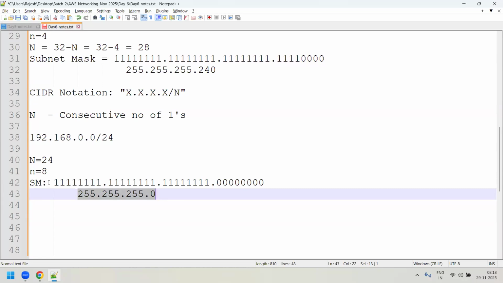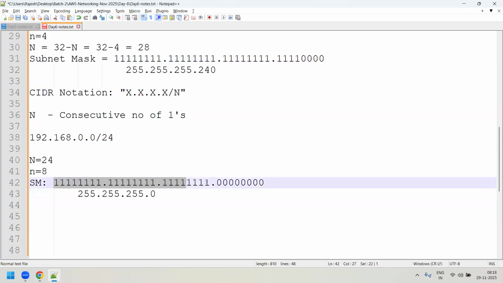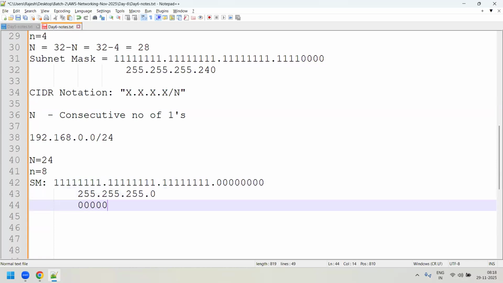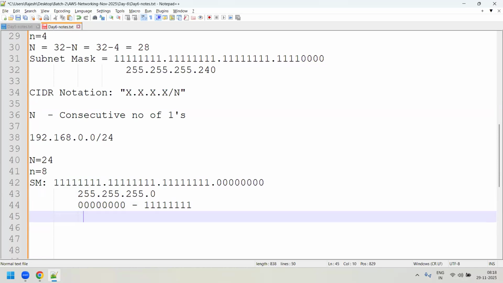Correct, guys? So these ones are always fixed. You cannot change them. Only this last part is the value which is the network ID, and it keeps changing. So what would be the least value and the highest value? The least value will always be 0000, and the highest is 1111 only. So the value will range from 0 to 11111111.